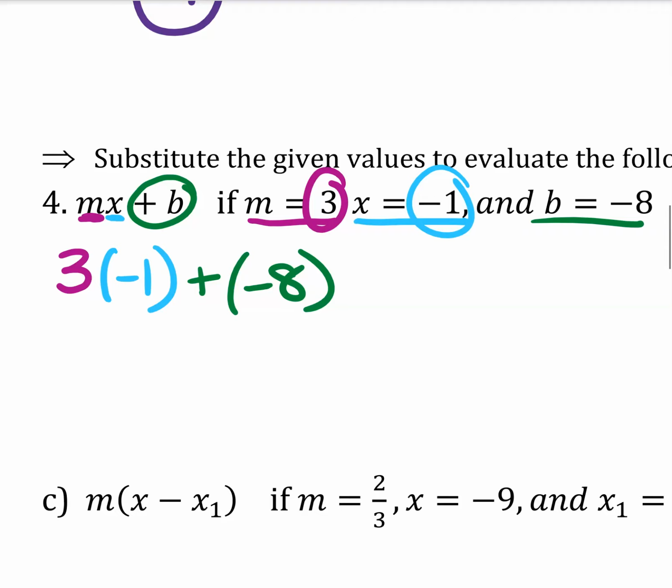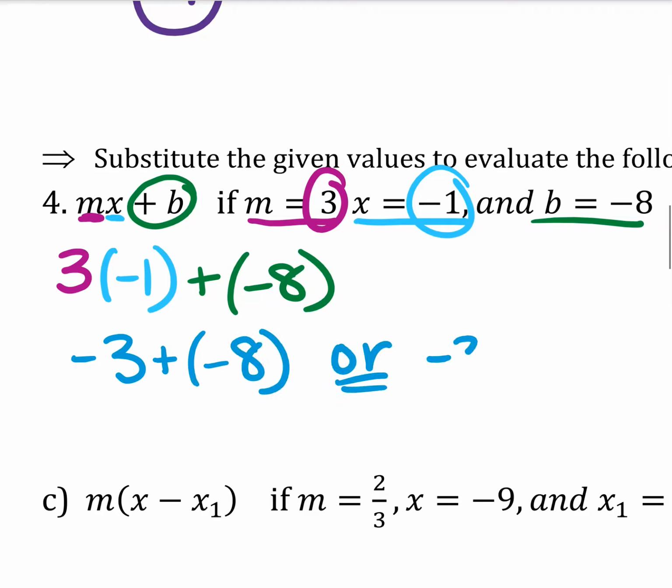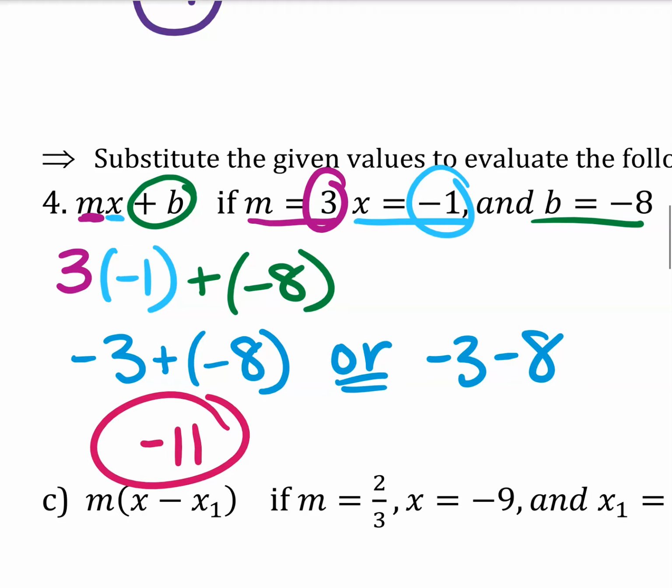Now you're going to use your order of operations. P is for parentheses. 3 times -1 is -3. And then plus -8. If you want to write it like that, that's fine, or you could also write it like -3 minus 8, whichever way works for you. Either way, whichever way you put it in your calculator, you should get -11. And that's going to be your answer on that one.